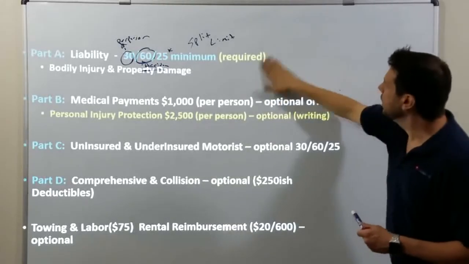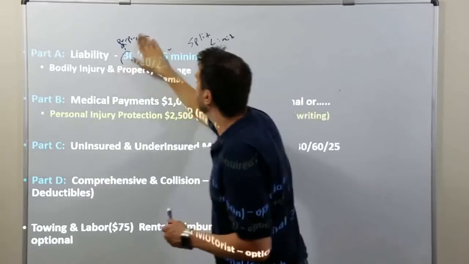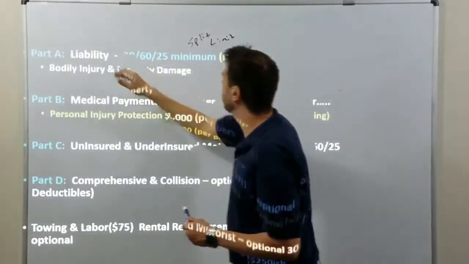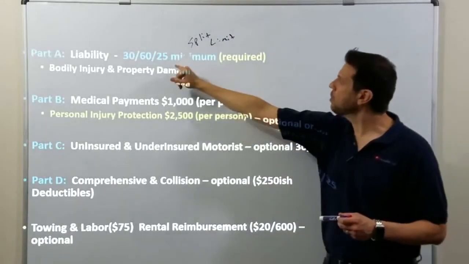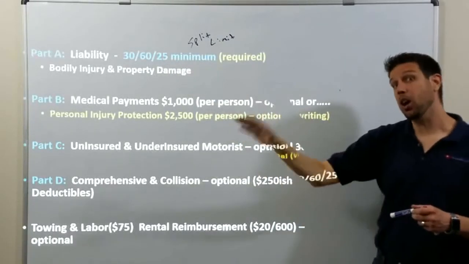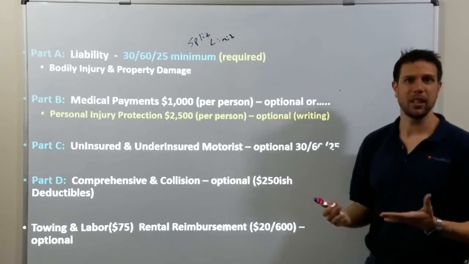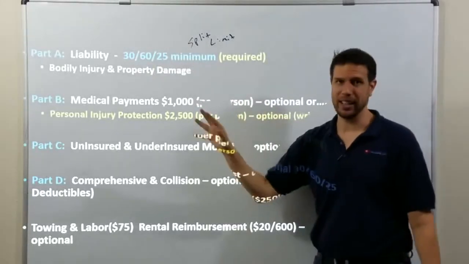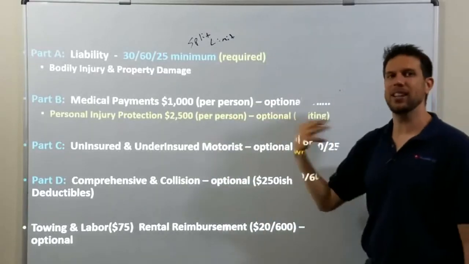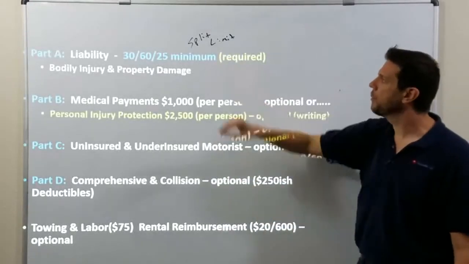So liability insurance is split limit. It's $30,000 per person, $60,000 per accident, and then the property damage would fix that car. If you hit an Escalade or a Mercedes, the $25,000 is not enough to fix that guy's car, so you'll get subrogated against and they'll sue you for the amount over.